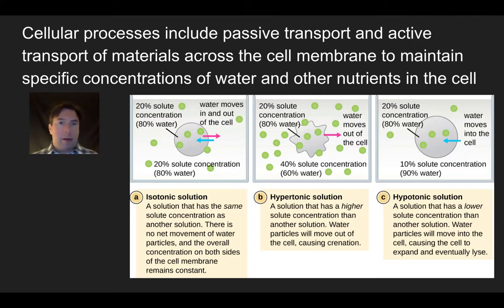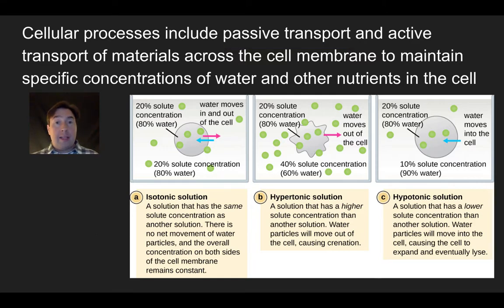Now, why am I talking about water and salt? In this case, the water is just moving across. Water is a molecule that moves across cells very easily, and this is done by passive transport. The cell's not expending any energy to move this water from one side to the other, and therefore we refer to this as passive transport.